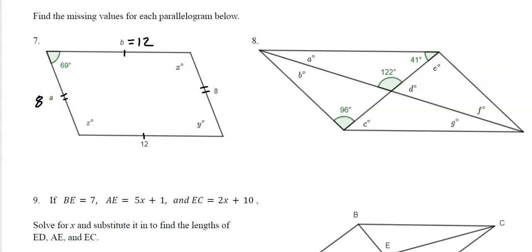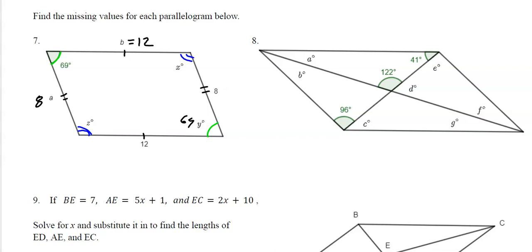Now, as far as angles go, in a parallelogram, opposite corners have to match each other. So if we have a 69 up there, we have a 69 down here. And again, since opposite corners have to match, this corner has to match that corner. And I can either add those two up, 69 and 69, subtract from 360, and then divide it by 2.